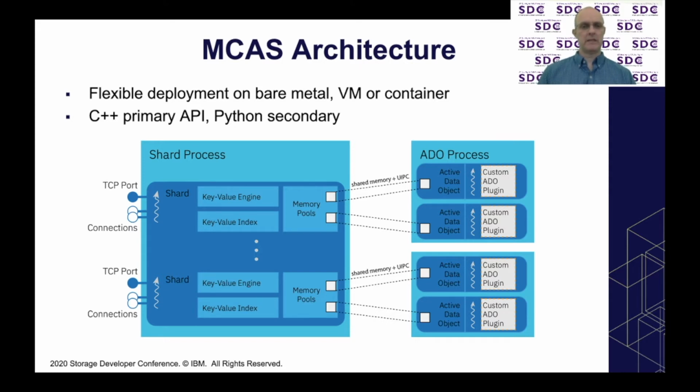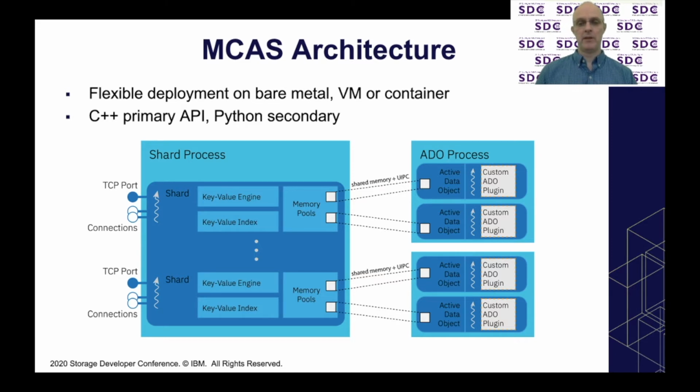The shard process maintains a number of shards. Each shard is managed by a single shared nothing thread that manages a network connection endpoint, a key value engine, i.e. a hash table, an optional key value index, e.g. a red black tree, and a set of memory pools. A memory pool basically defines a set of memory resources, particularly persistent memory resources.